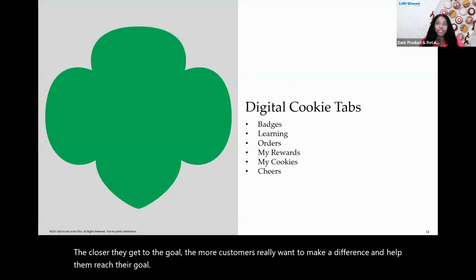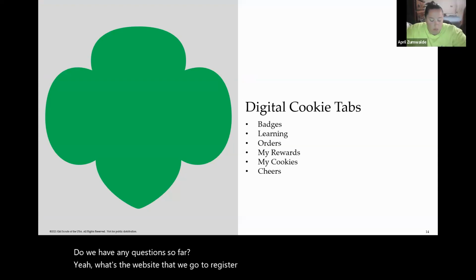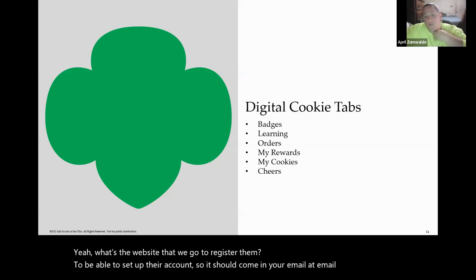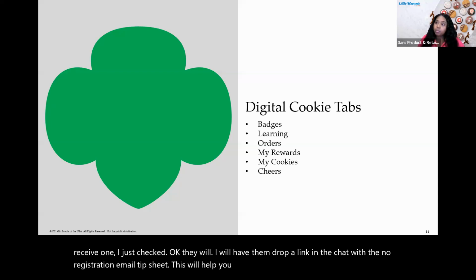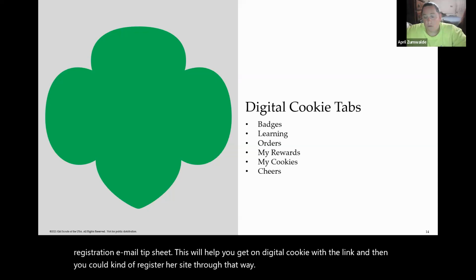Do we have any questions so far? Yeah, what's the website that we go to register them to be able to set up their account? So it should come in your email. I did not receive one. I just checked. Okay, I will have them drop a link in the chat with the no registration email tip sheet. This will help you get on Digital Cookie with the link, and then you can register her site that way. Okay.